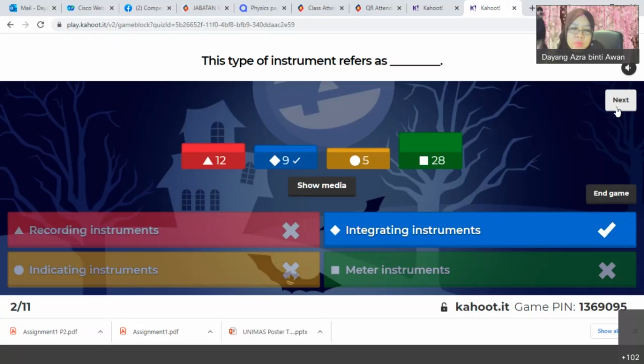If you use your laptop, on your screen on the WebEx, it will show the question, but when you log into the Kahoot, that is where you put your answer. So you have to see two screens. Yes. Need to check the screen. Soalannya dalam WebEx saja, tapi yang jawab dalam Kahoot. Okay. Faham. Sorry.